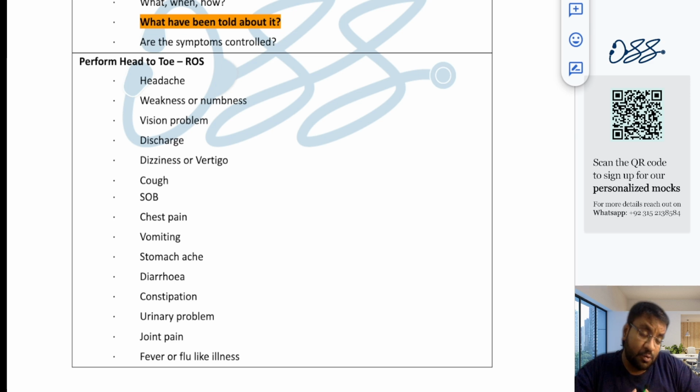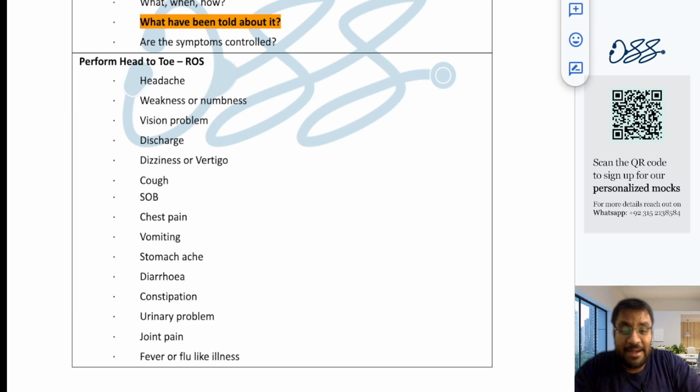Then you go further down to the urinary system, and you're going to ask about any problem with the urine. Once you're done with that, go a bit more below. You're going to see the bigger joints like the pelvic joint, the knee joint. So talk about the joint pain. Do you have any pain in the joint? Do you have any pain in the muscles? Do you have any pain in your legs? Then you can just ask about the overall well-being. How are you doing? Any fever or flu-like illness?